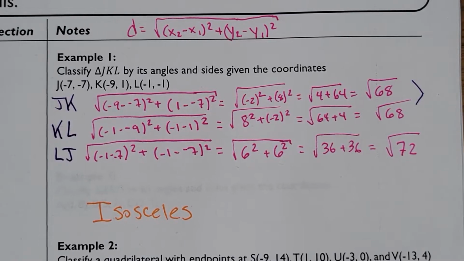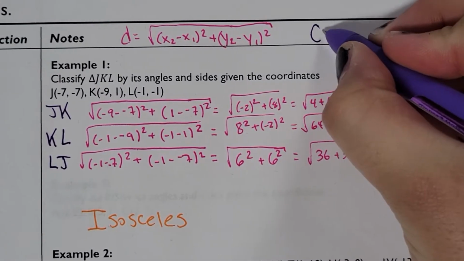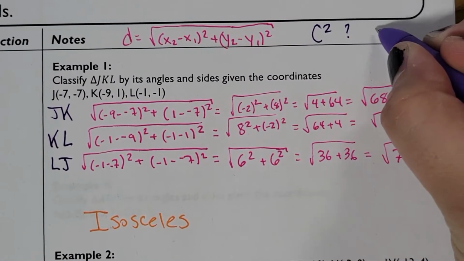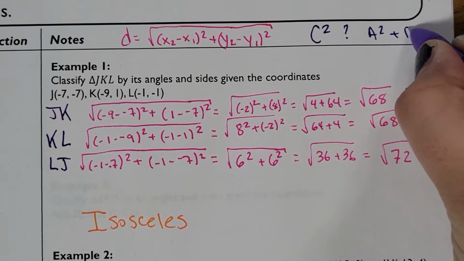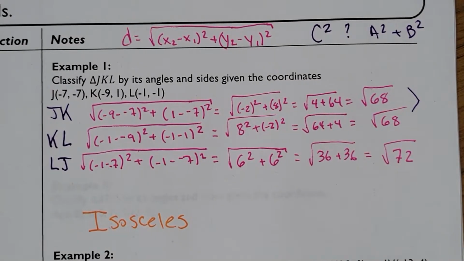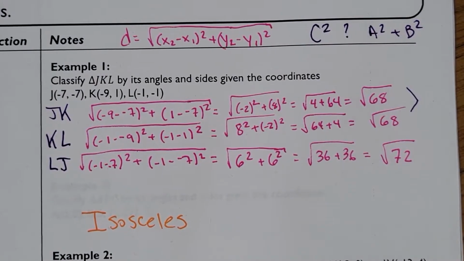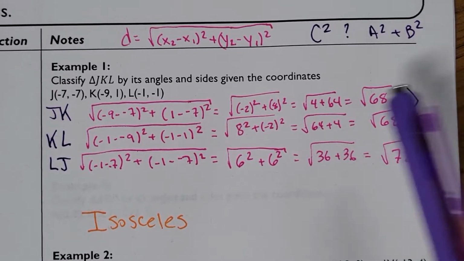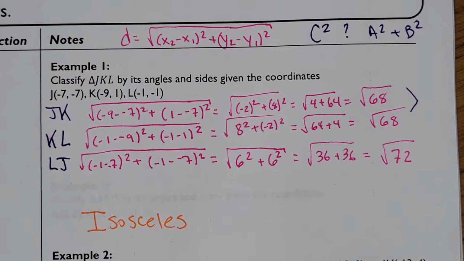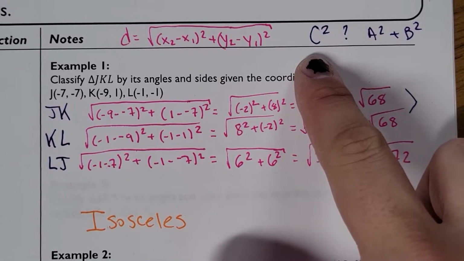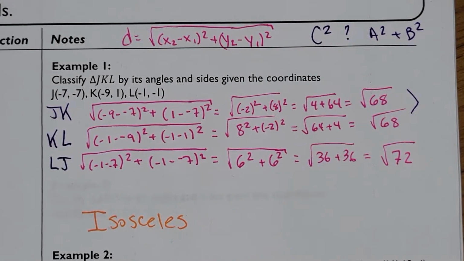And we do that by using the Pythagorean inequalities. C squared is what to a squared plus b squared? Remember, if c squared is equal, it's a right triangle. But if c squared is less than a squared plus b squared, we know it's an acute triangle. And if c squared is bigger than a squared plus b squared, it's an obtuse triangle. I just have to make sure that I plug in the biggest one for c. So in this case, the biggest one is 72.